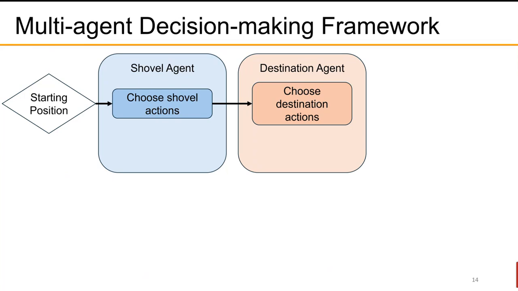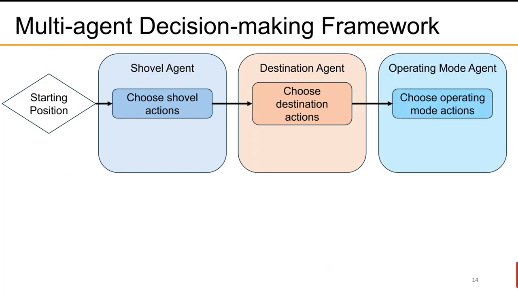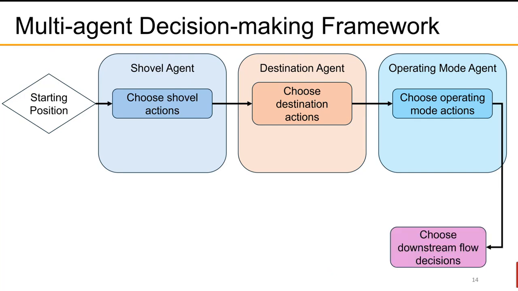Then this information, the chosen actions for the shovels, is going to be passed to destination agents, which is going to choose for all the blocks that are being mined what destinations to send each of those blocks to. So now we know roughly what material we're mining and where it's going to be going. And so then the operating mode agent can take this and choose what will be the best operating modes for each of our processing facilities.